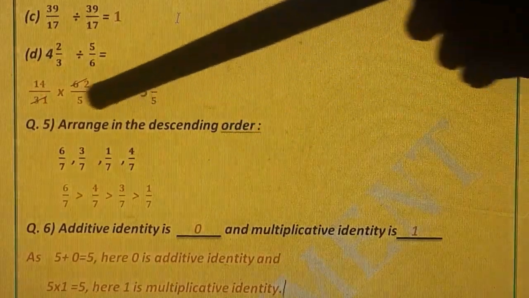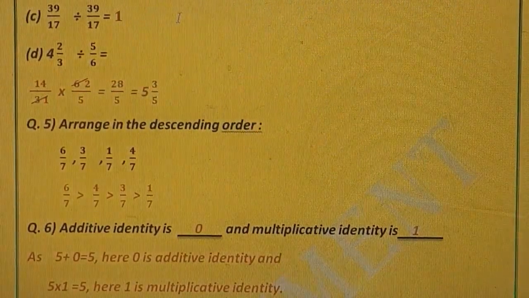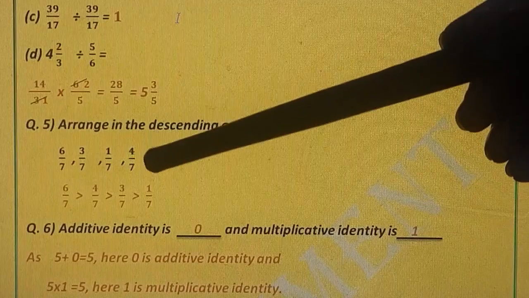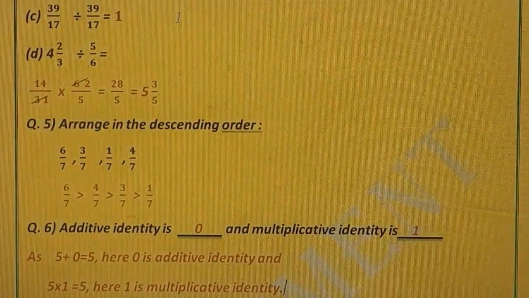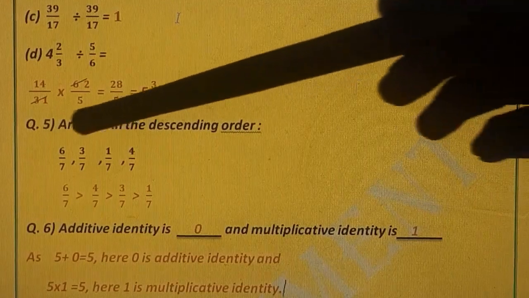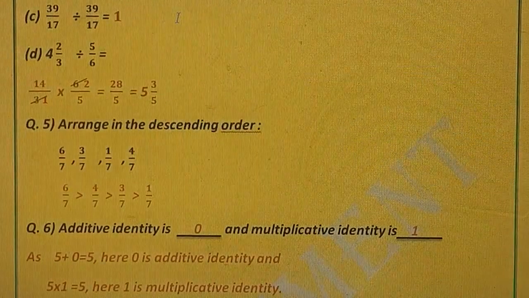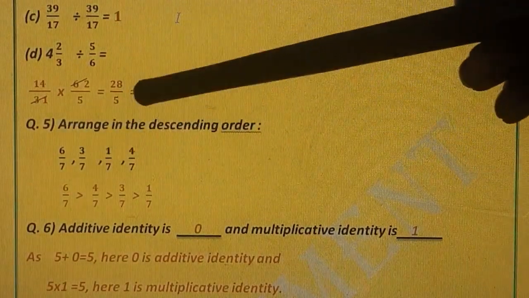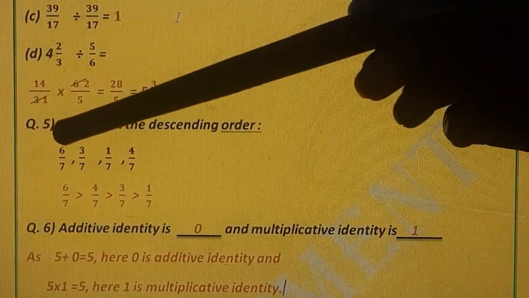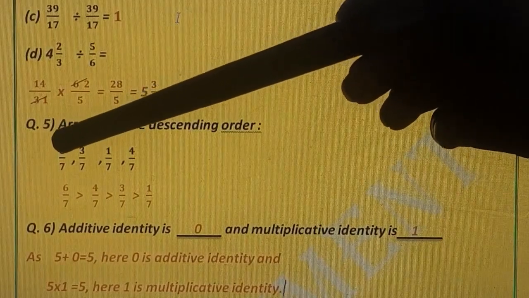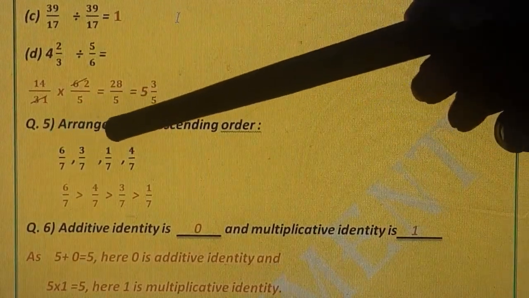Question number 5. Arrange in the descending order: 6 upon 7, 3 upon 7, 1 upon 7, 4 upon 7. Descending order means we have to arrange from bigger to smaller. These all are like fractions; the denominator is 7, 7, 7, 7. When denominators are the same, we see the numerators. The greater numerator will give you the greater fraction. So check the numerators: 6, 3, 1, 4. The greatest numerator is 6, then next is 4, next is 3, and at last there is 1.